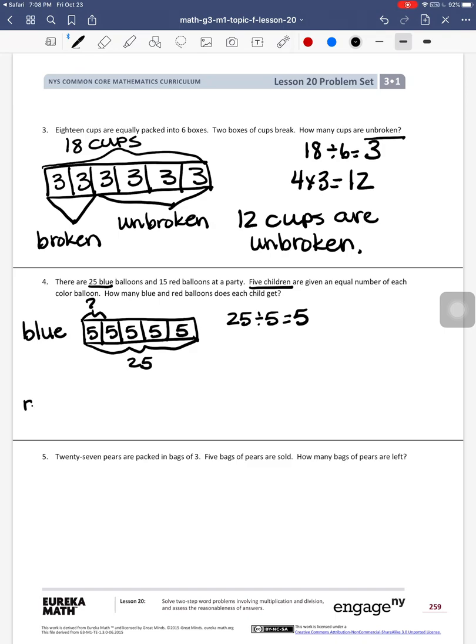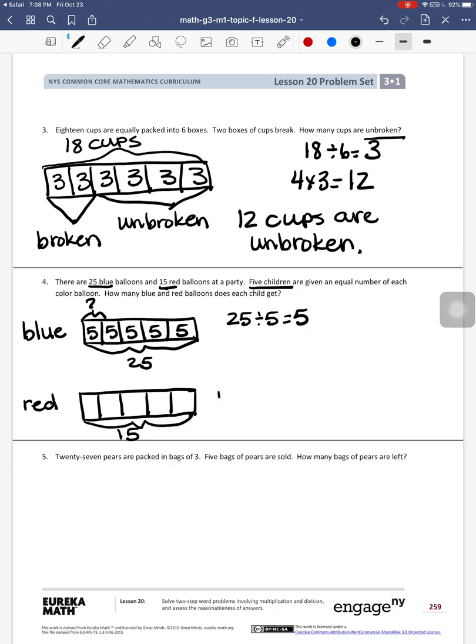Now let's make a tape diagram for our red balloons. Okay, so now we know we have 15 red balloons, but we still have 5 children, right? So if I have 5 children, that's 5 groups. What's 1 less than 5? Right, 4. 1, 2, 3, 4.